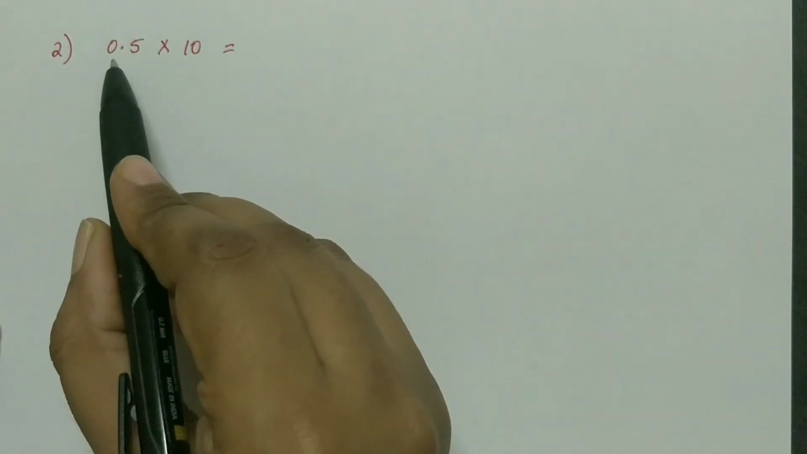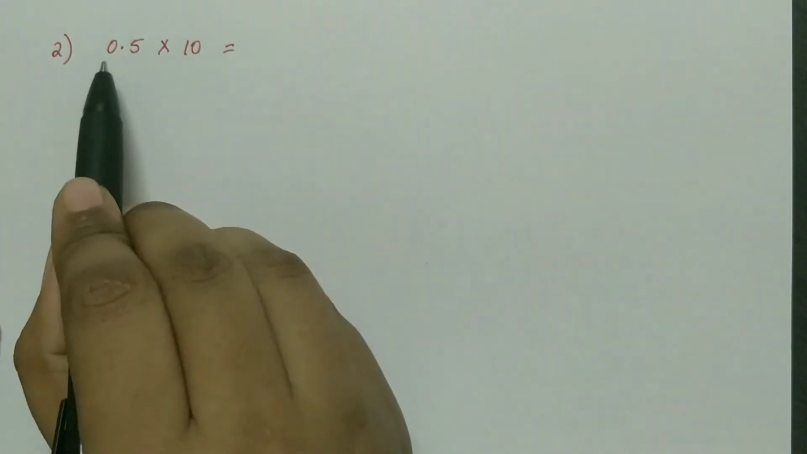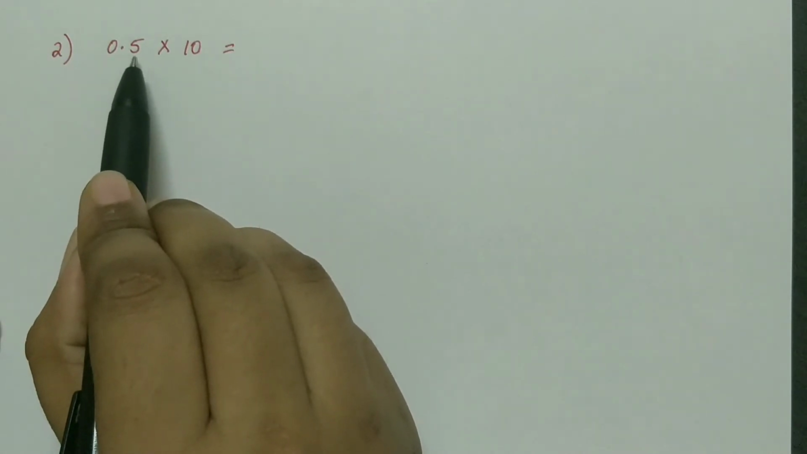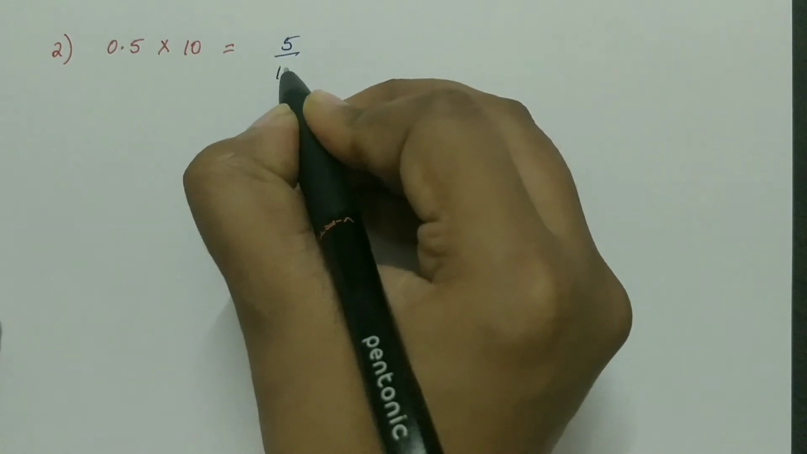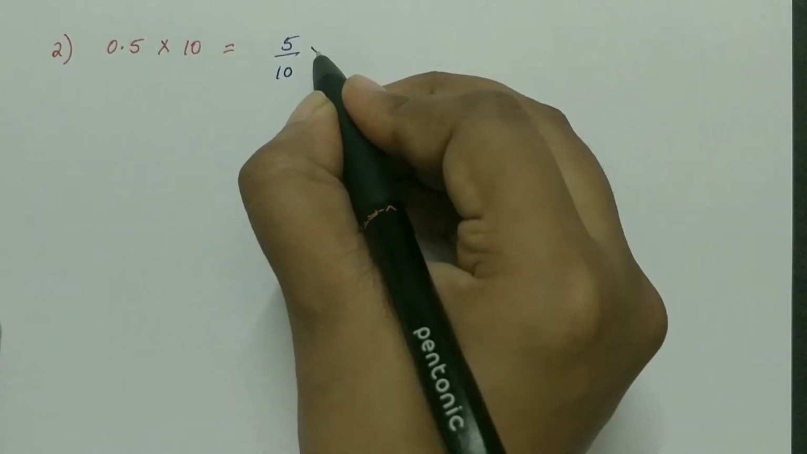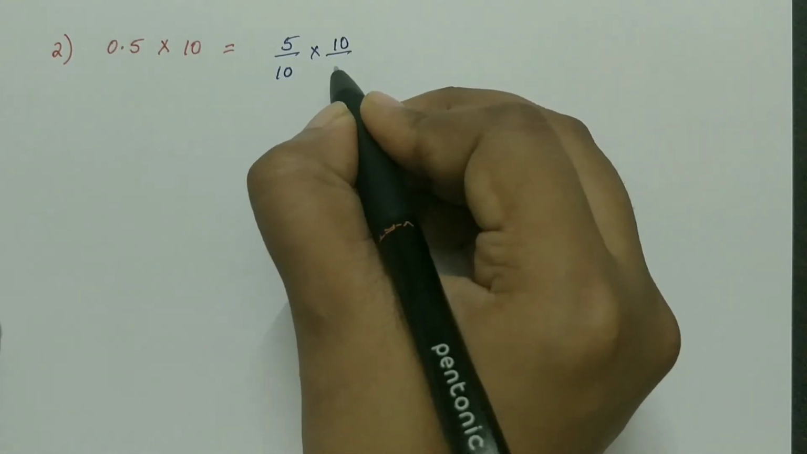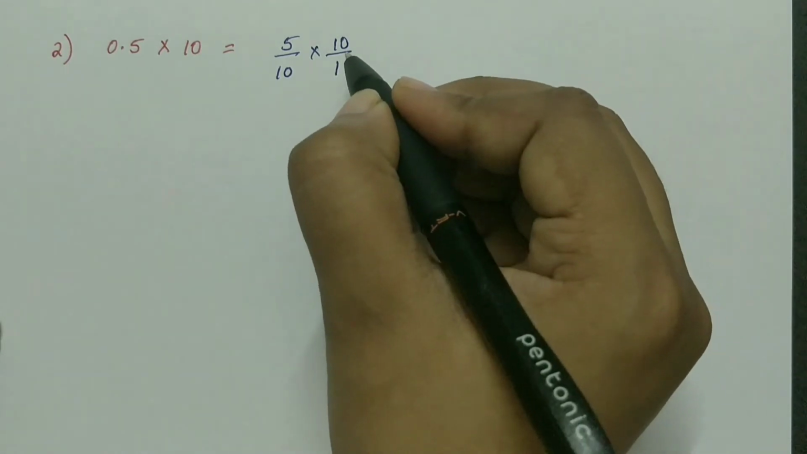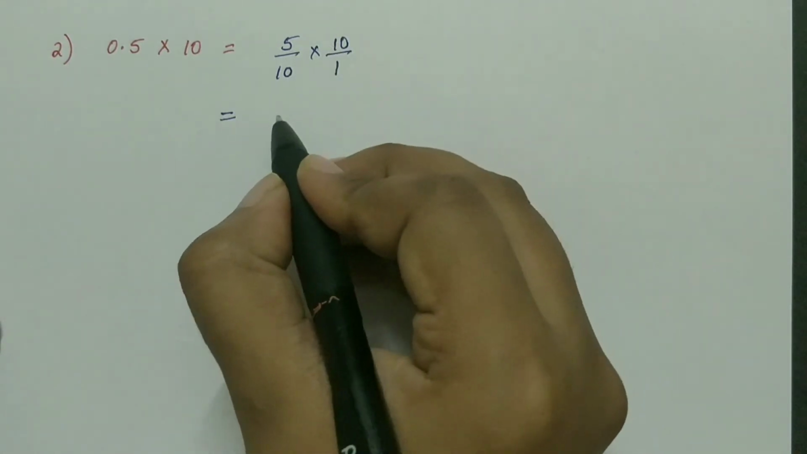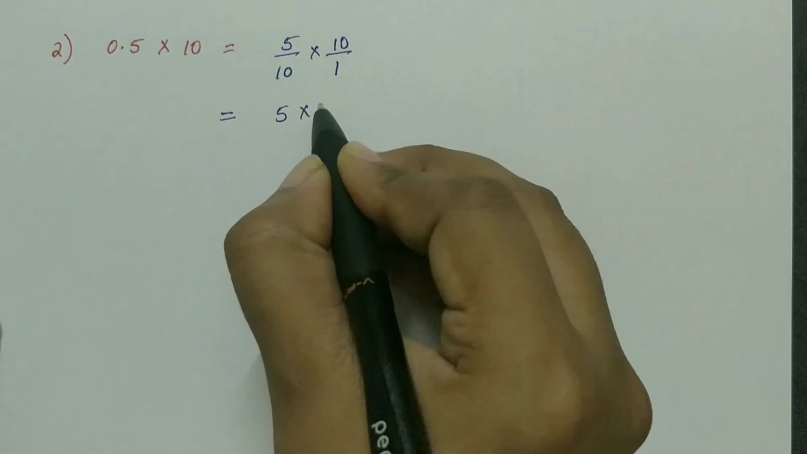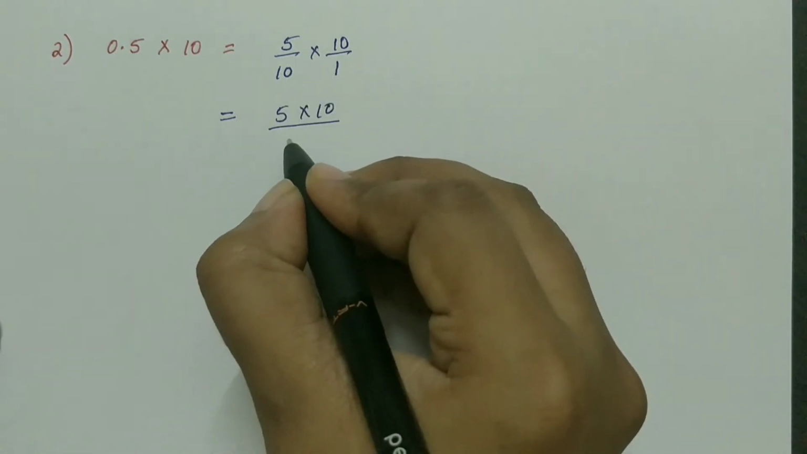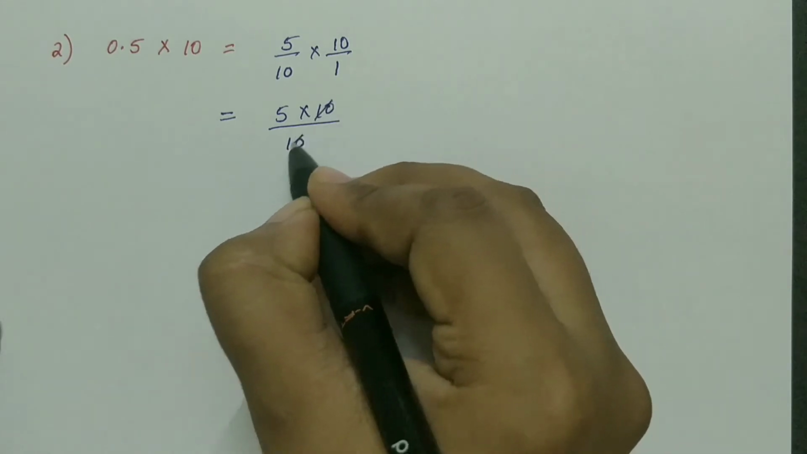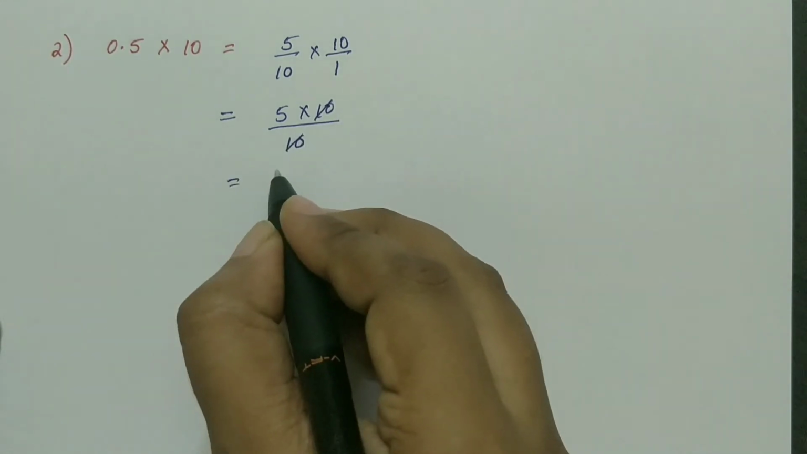Second one, 0.5 into 10. Convert 0.5 into a fraction. 5 divided by 10, into 10. 10 can be written as 10 by 1. Multiply the numerators, 5 into 10. Multiply the denominators, 10. 10 cancel, equal to 5.